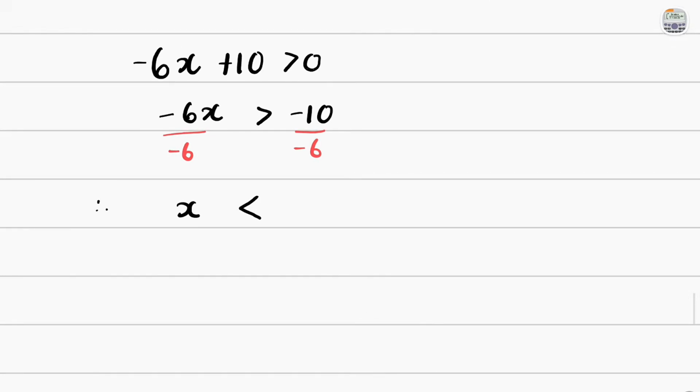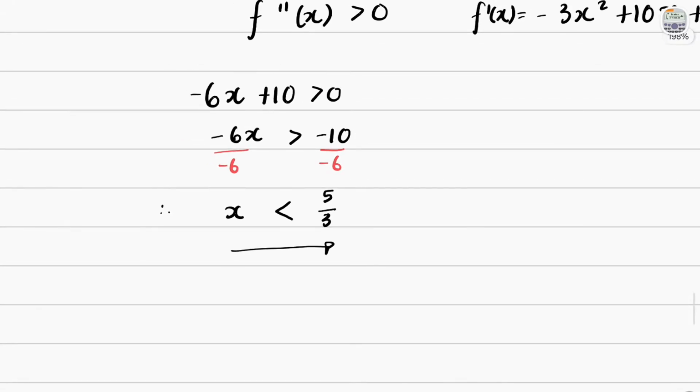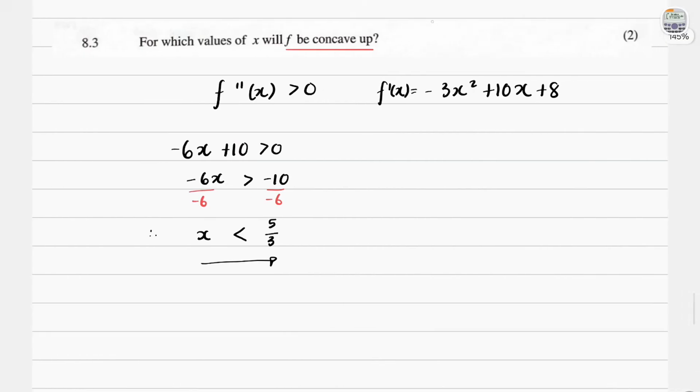They both have a common factor of 2. So divided by 2 is 5 and divided by 2 is 3. So x is simply less than 5 over 3. And that is our answer.